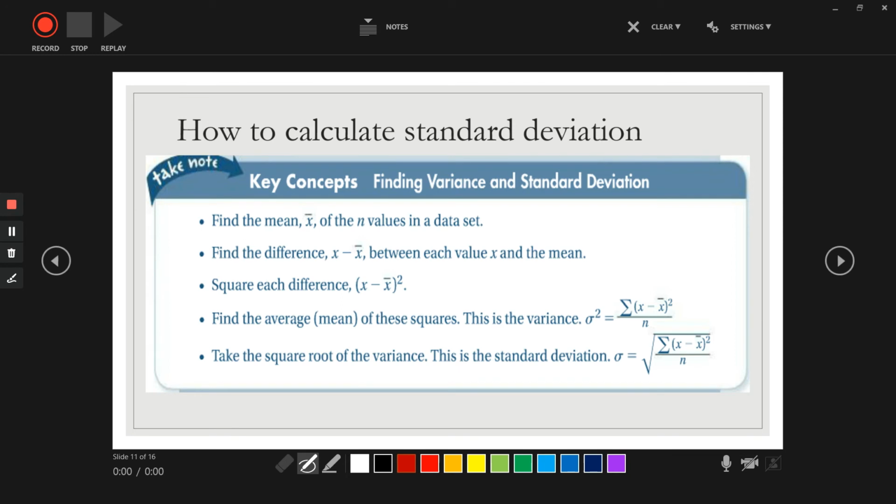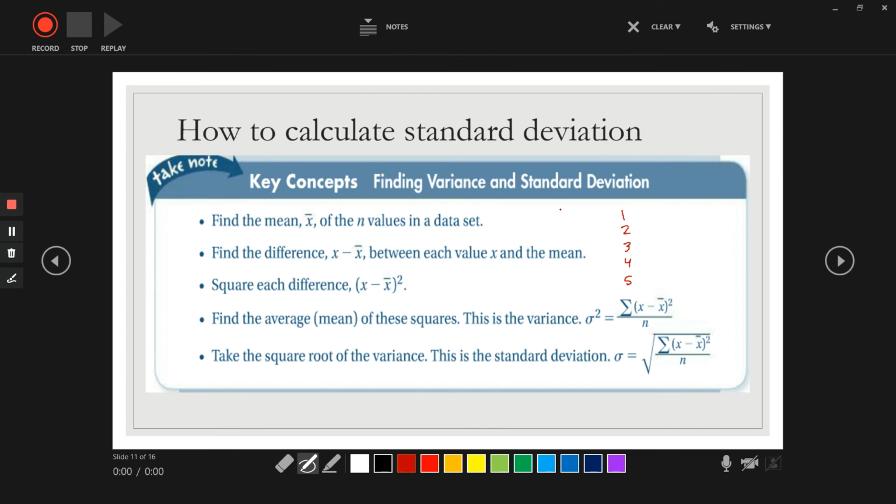All right, so how do we calculate standard deviation? It has a really terrible formula, actually. So first you have to find the mean of all your values, and then you have to find the difference between each value and the mean. So like if you had 1, 2, 3, 4, 5 as your data, we find the mean of that.